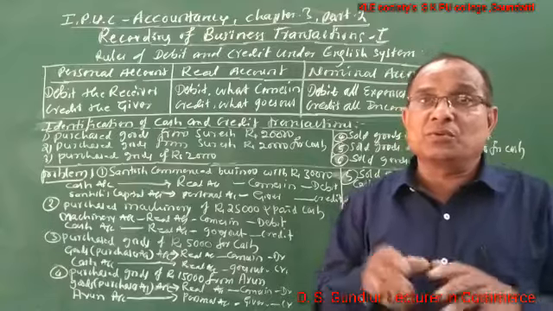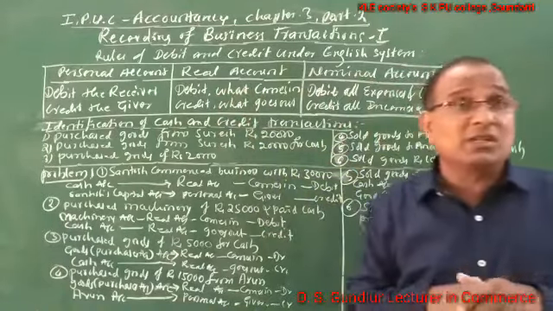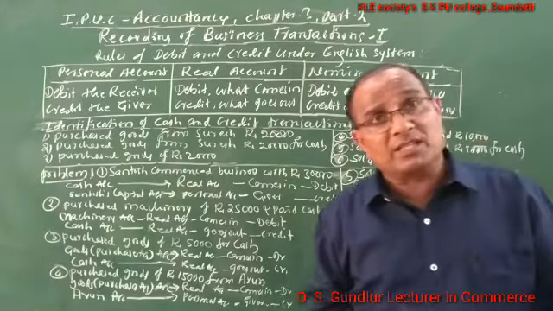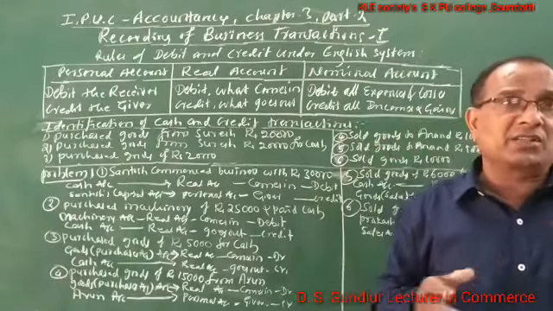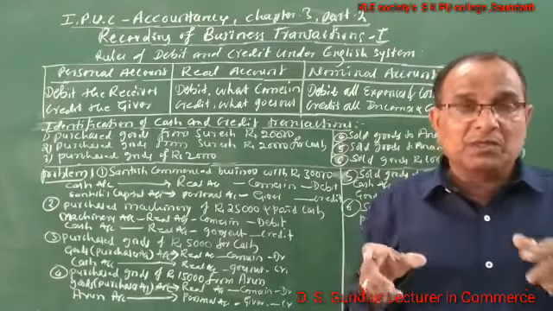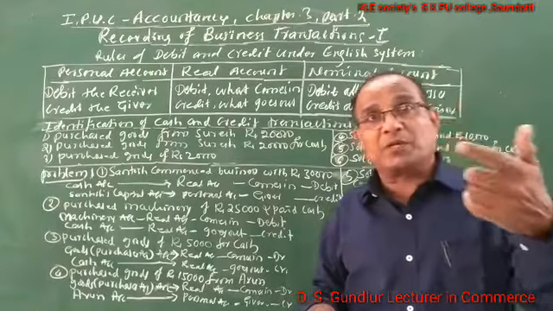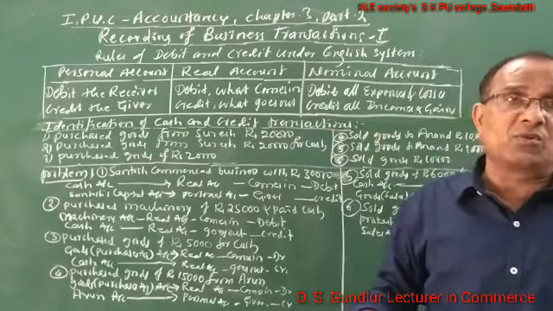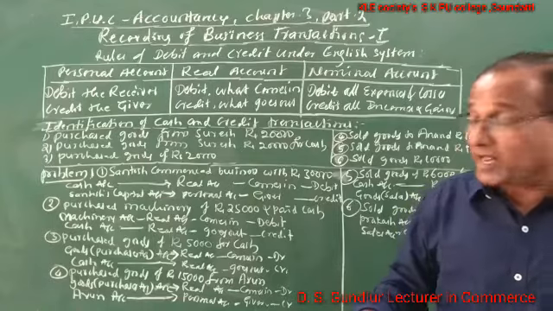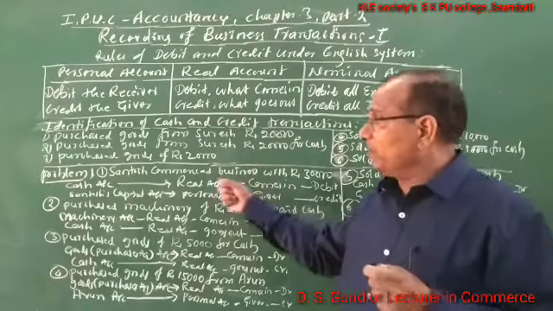With reference to the problem, I explain the personal, real and nominal accounts. Based on the given transaction, we can identify. There are 3 steps already quoted in my last class. First, identification, then identification of 2 accounts. These 2 accounts belong to personal, real or nominal account. Then apply the rules with respect to the accounts. Like that, for every transaction, you should take one by one.